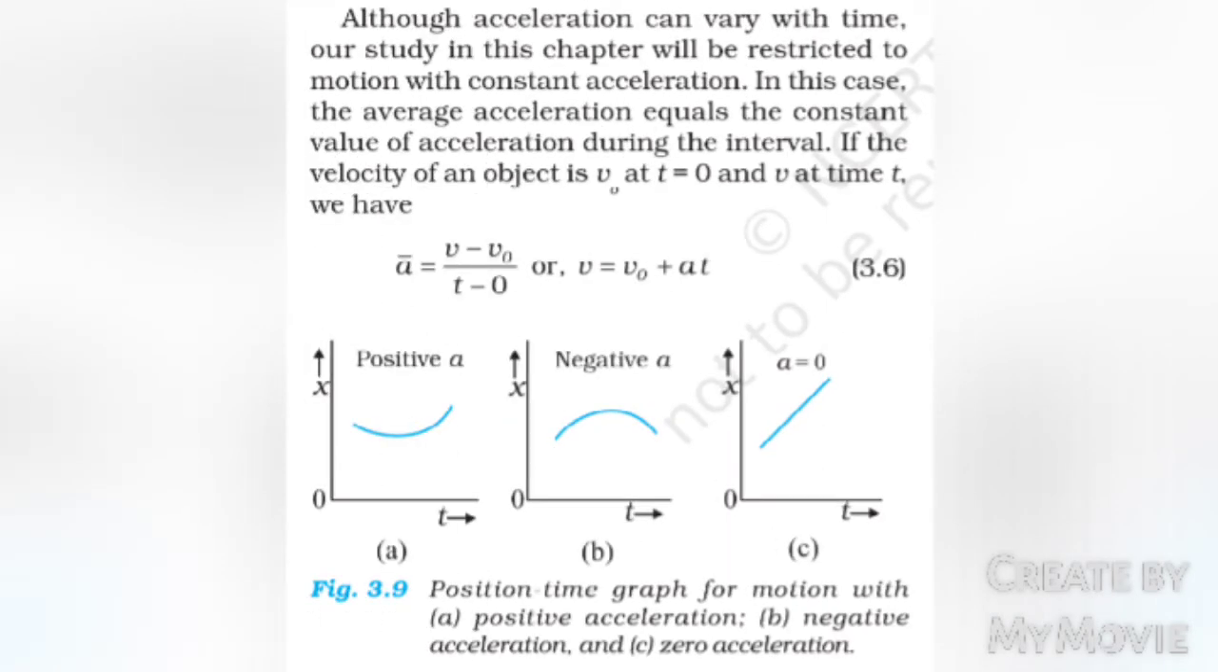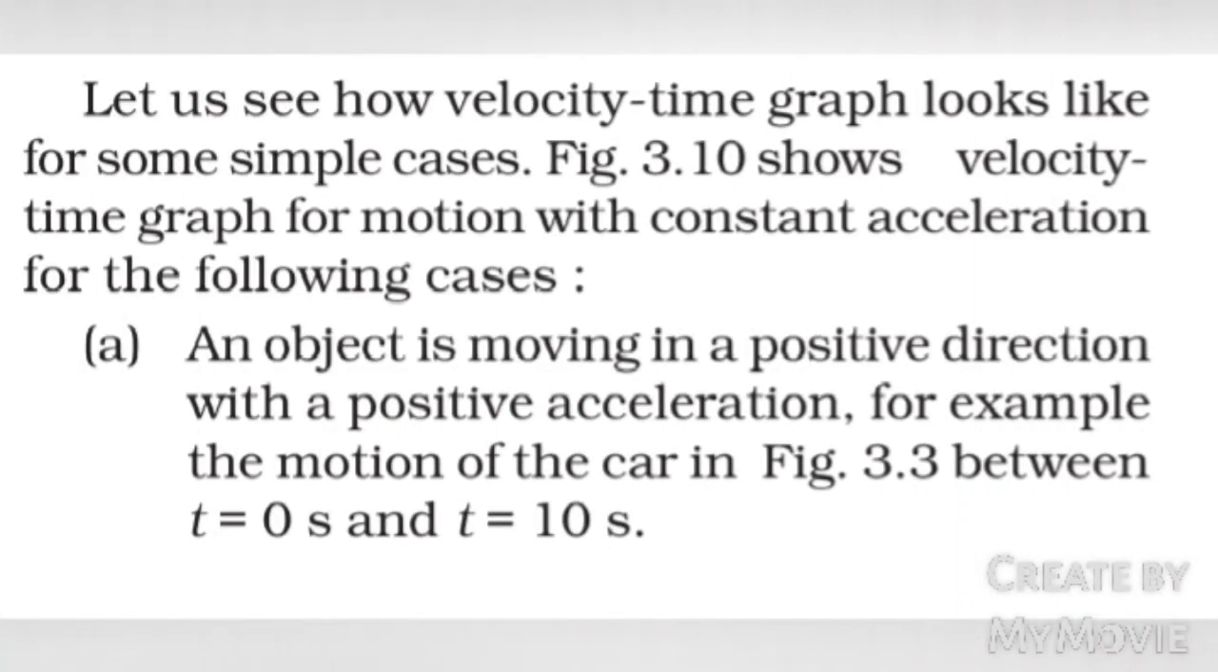Although acceleration can vary with time, our study in this chapter will be restricted to the motion with constant acceleration. In this case, the average acceleration equals the constant value of acceleration during the interval. If the velocity of an object is v0 at t equals 0 and v at time t, we have average acceleration equals v minus v0 divided by t minus 0, or v equals v0 plus at. Figure 3.9, position time graph for motion with A. Positive acceleration, B. Negative acceleration and C. Zero acceleration.